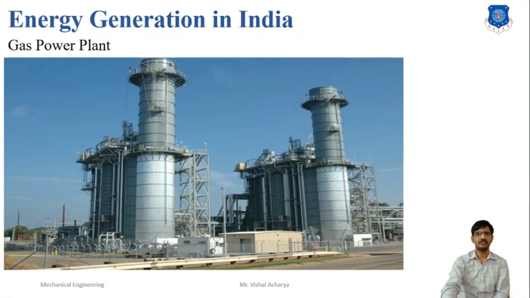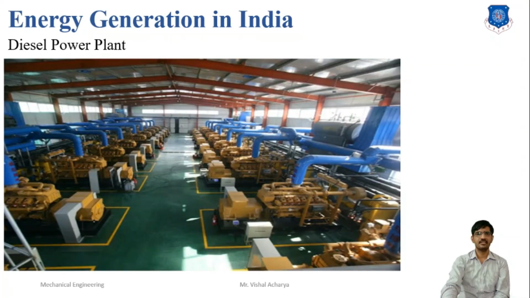Next is the gas power plant. A gas power plant requires natural gas. Its production of electricity is 24.86 gigawatts, which contributes 7.2 percent of total electricity generation. Next is the diesel power plant. The diesel power plant produces 0.83 gigawatt of electricity, which contributes only 0.2% of total electricity production.